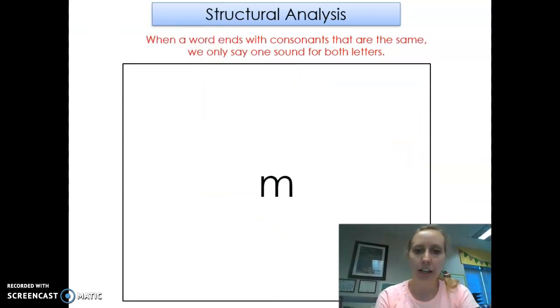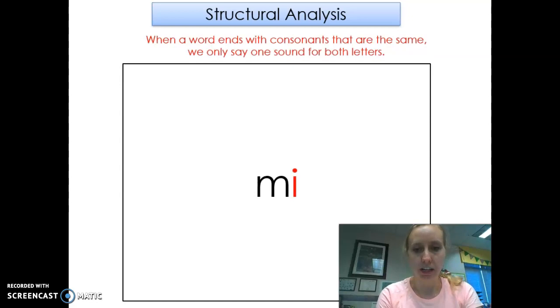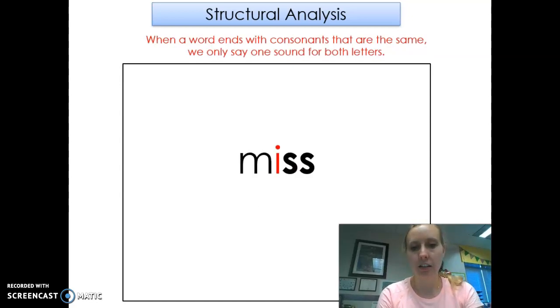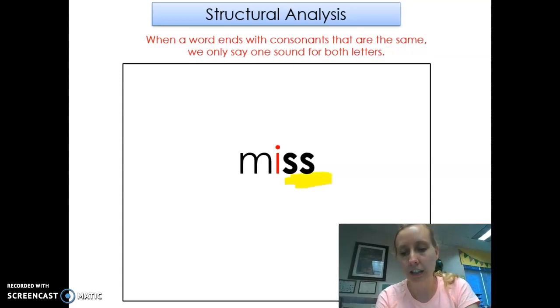When a word ends with consonants that are the same, we only say one sound for both letters. Let's look at a word that does this. If I blend, it'd be miss. Even though I have two s's here, I'm not going to say mis-s. That doesn't make sense. We say miss. So I'm just going to say miss.